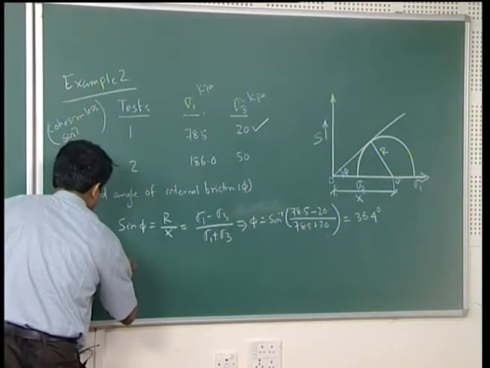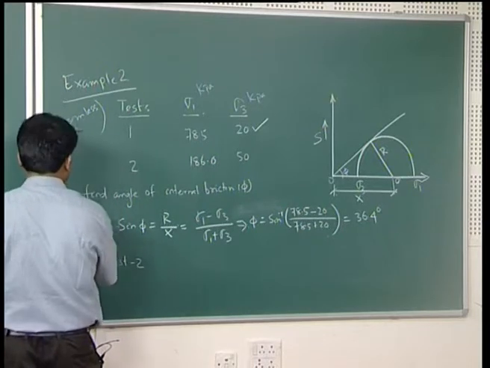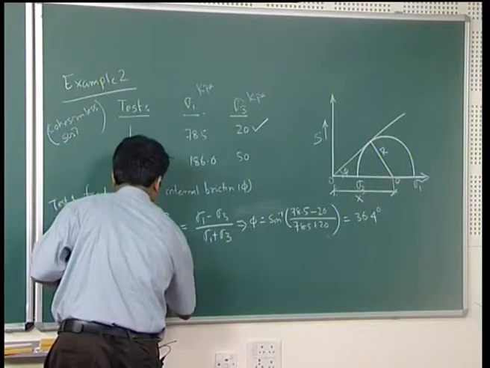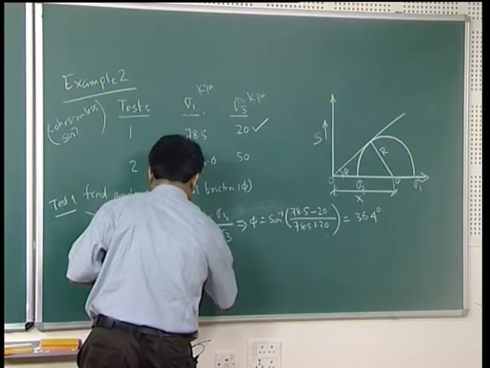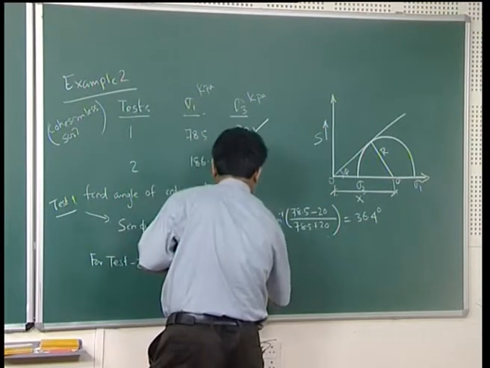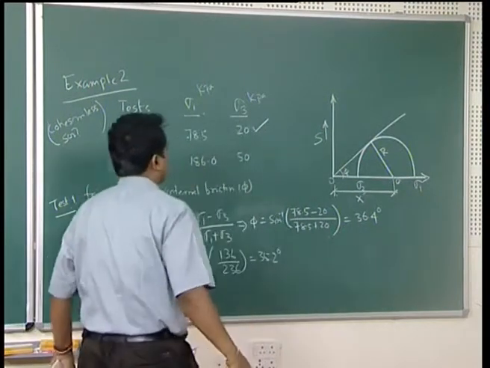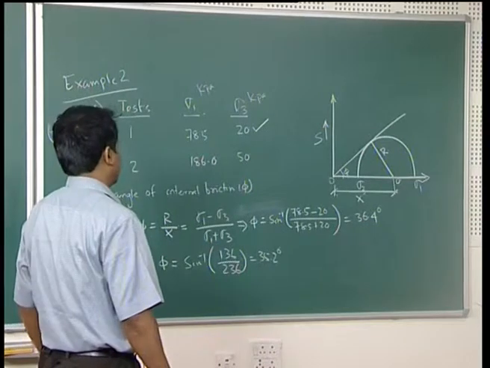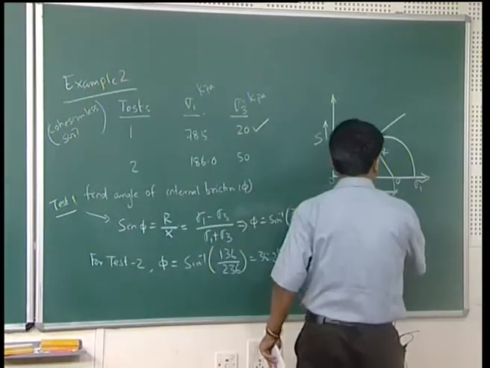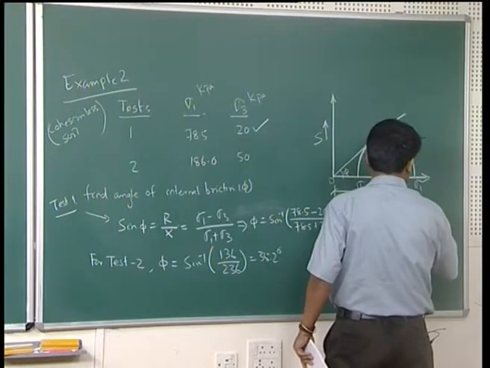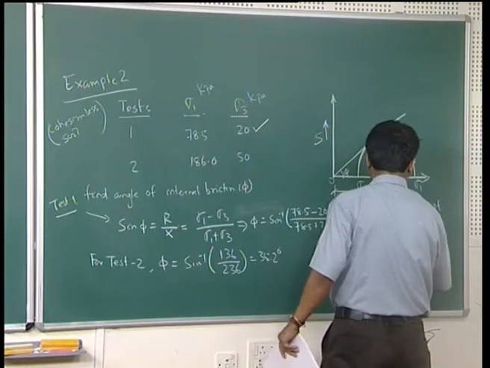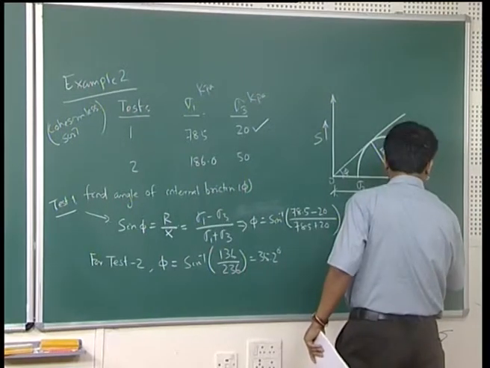For test 2, this was test 1. So phi is equal to sin inverse of 136 by 236, which is equal to 35.2 degree. If you look at test 1, it is coming 36.4 degree. For test 2, phi is coming 35.2 degree. Now, you take the average of these two, then phi is equal to 35.8 degree.